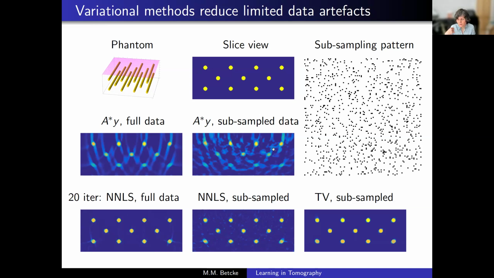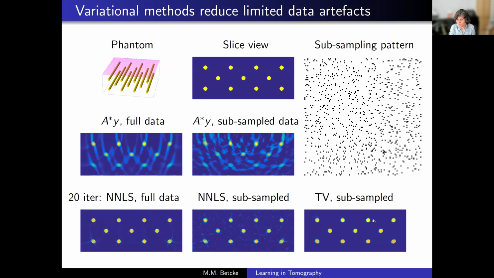Now, if I pose that problem in a variational formulation and iterate, so I run a couple of steps of this proximal gradient algorithm, then, for example, for the full data, I can get rid of those limited view artifacts almost entirely. For the subsampled data, it also looks pretty good. It's not perfect.